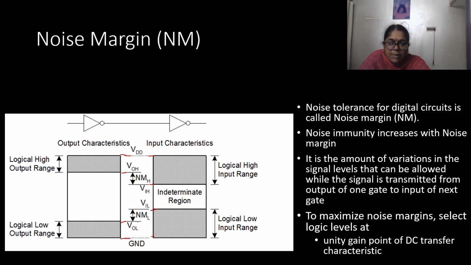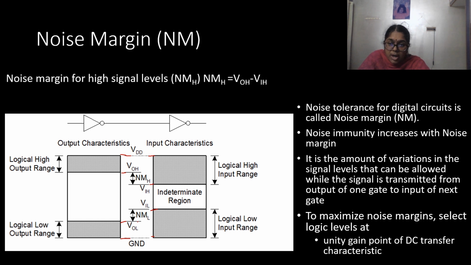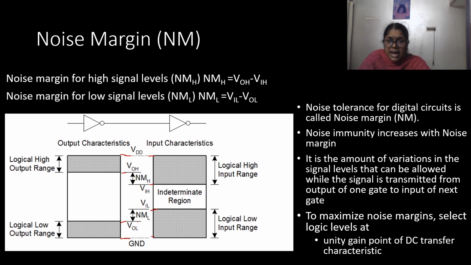So noise margin is the amount of variations in the signal levels that can be allowed while the signal is transmitted from the output of one gate to the input of the next gate. To maximize the noise margin, the logic levels should be selected at the unity gain point of the DC transfer characteristic, that is, unity gain occurs where the slope is equal to -1. So the noise margin for high signal levels, nMH, is equal to VOH minus VIH, and for low signal levels nML is equal to VIL minus VOL.